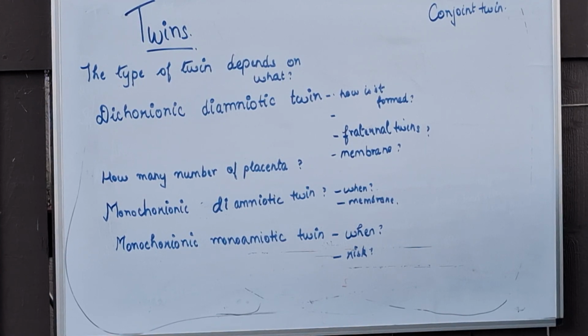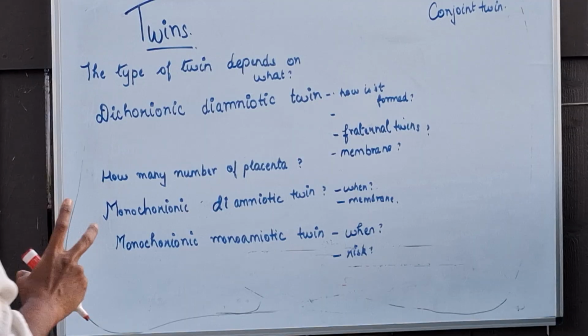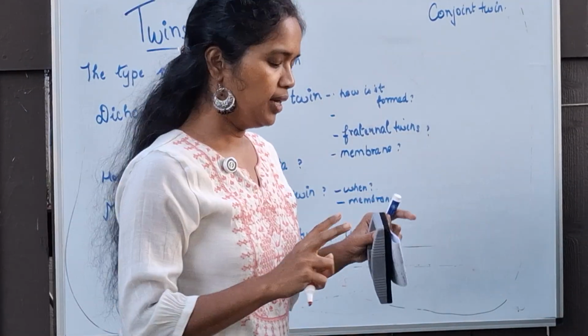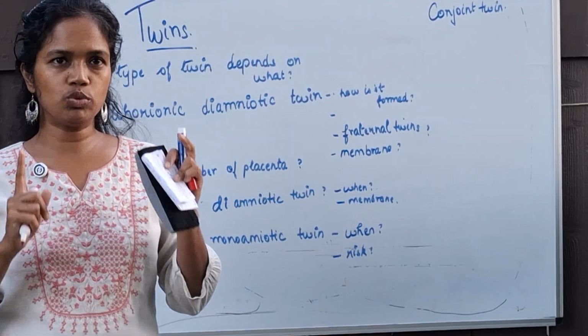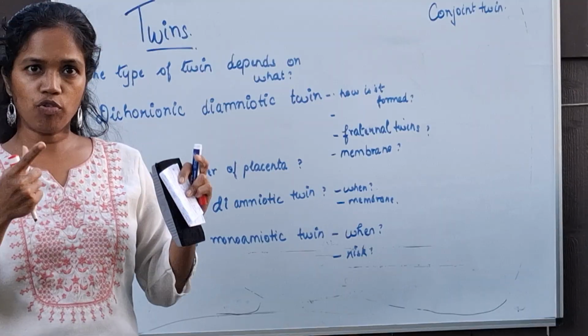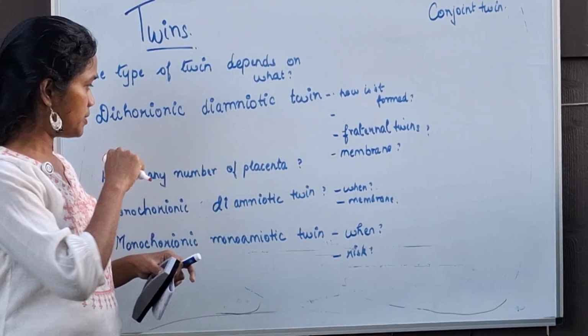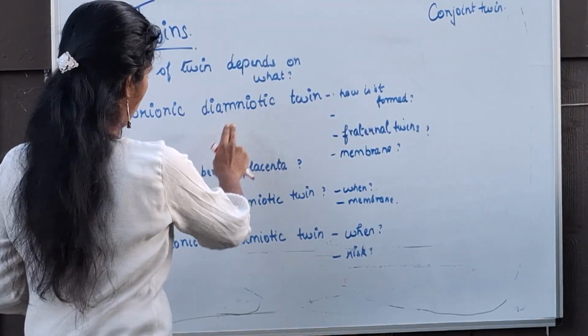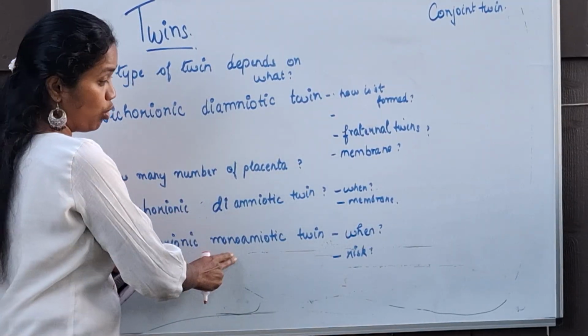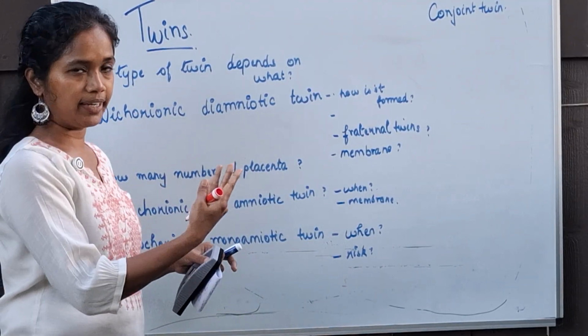Hello everyone. Today we are going to see about twins. So we all know that twins mean there are two babies in one uterus. But before that, what will the type of twin depend upon? There are many types. It can be dichorionic diamniotic, monochorionic diamniotic, or monochorionic monoamniotic. I will explain in detail.